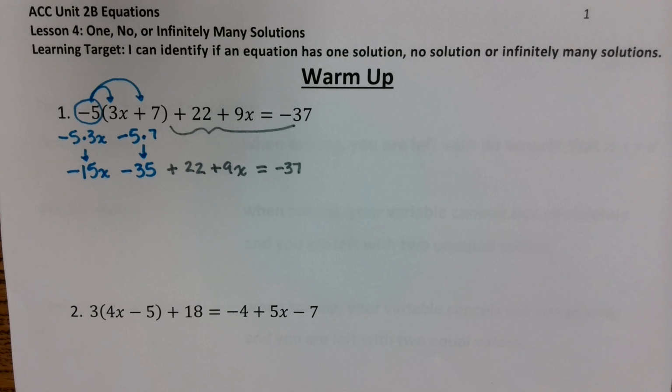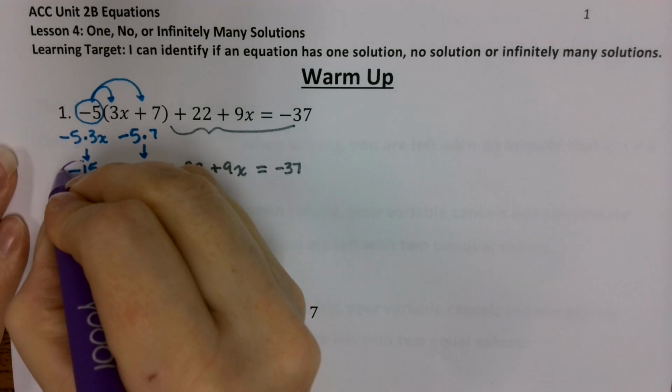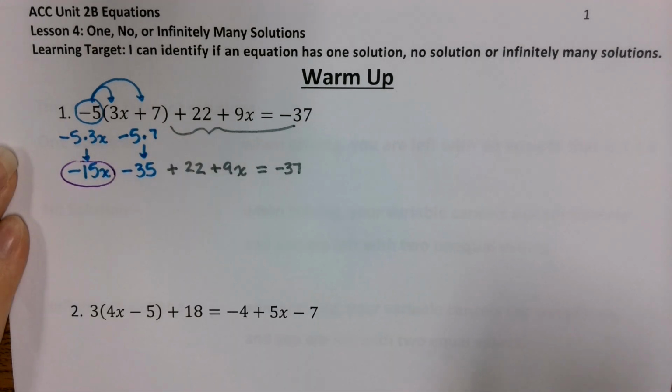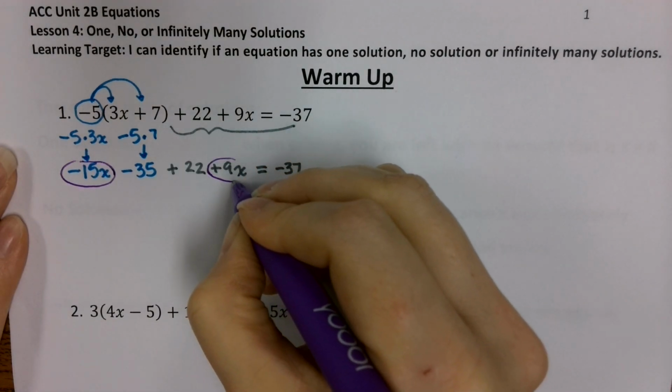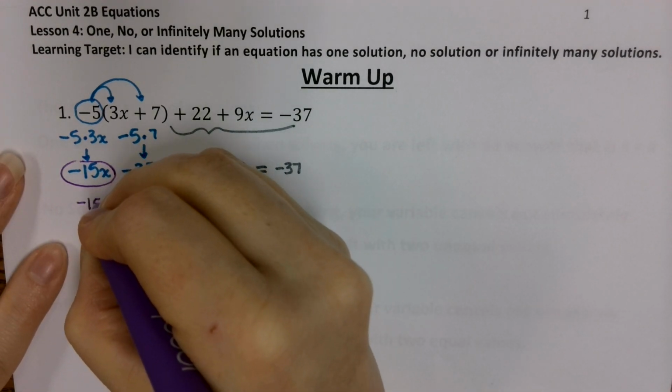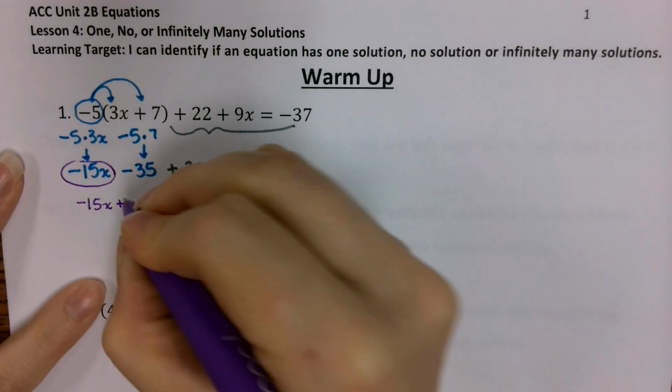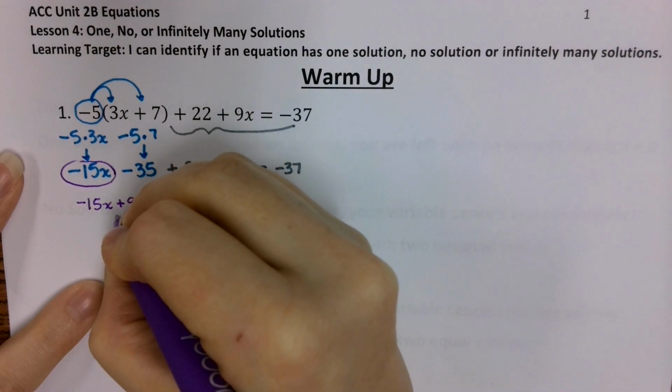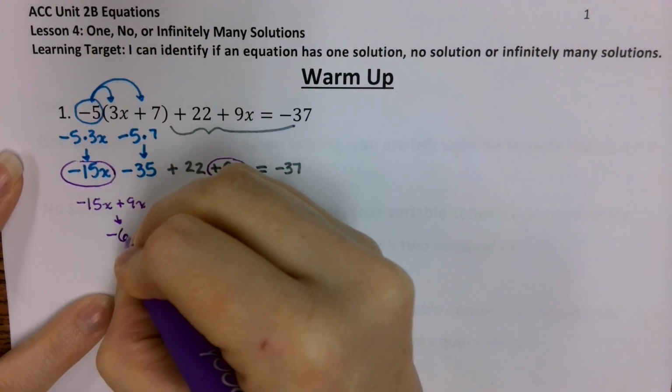The next step is to go ahead and combine any like terms that I can combine. So do I have any variable like terms that I can combine together? Yeah. I have a negative 15x and I have a positive 9x. Those can get combined together. Negative 15x plus that 9x is going to come out to a negative 6x.